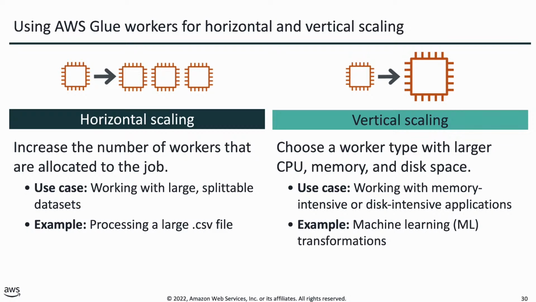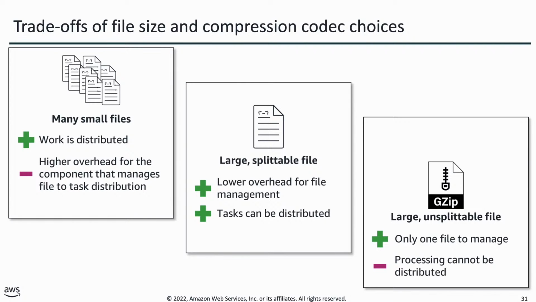Data processing units, or DPUs, are the unit of measurement, and a single DPU is a worker. Glue has a few different kinds of workers, and they're geared for different types of problems. If you wanted to get rid of an out of memory error, for example, you could pick a larger worker that has more memory. If you think about the trade-offs for file size and compression, there's another one. And generally speaking, the file formats are going to be a big factor in how this actually plays out.